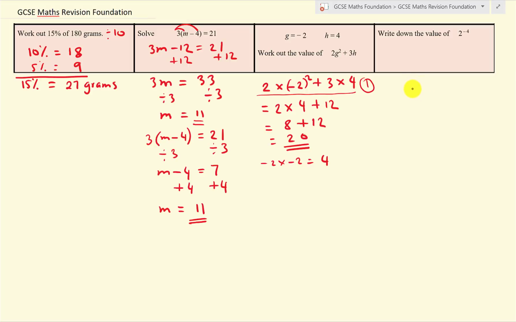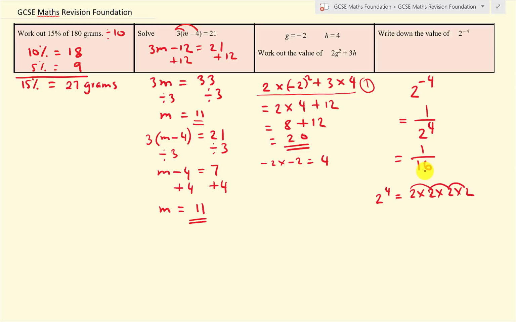So 2 to the power of minus 4 is going to be equal to 1 over 2 to the power of 4, and 2 to the power of 4 is the same as writing 2 times 2 times 2 times 2, so we write it out 4 times. So 2 times 2 is 4, times 2 is 8, times 2 is 16. So the answer is 1 over 16.